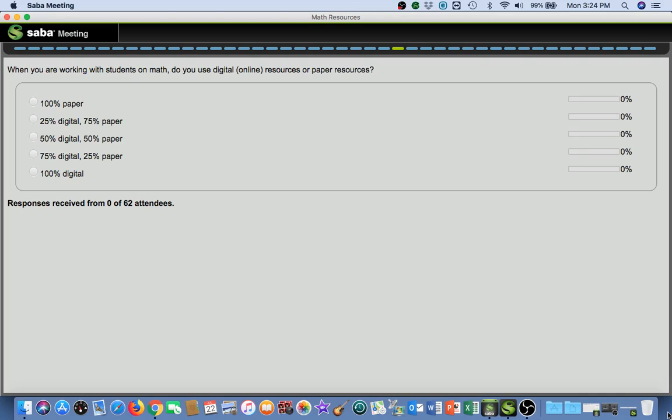Okay, let's pause for a second before we go on with the paper, mostly paper, often online now, resources that we're going to cover. Do you use online resources or paper resources or a mix of each? Please choose the option that looks most like your practice.